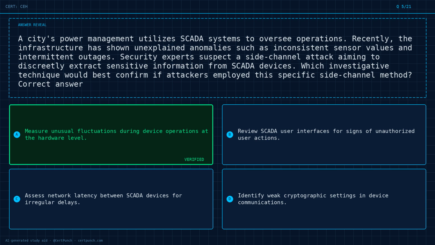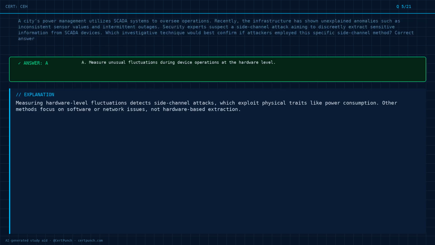The answer is option A. Exam logic. Measuring hardware-level fluctuations detects side-channel attacks, which exploit physical traits like power consumption. Other methods focus on software or network issues, not hardware-based extraction.